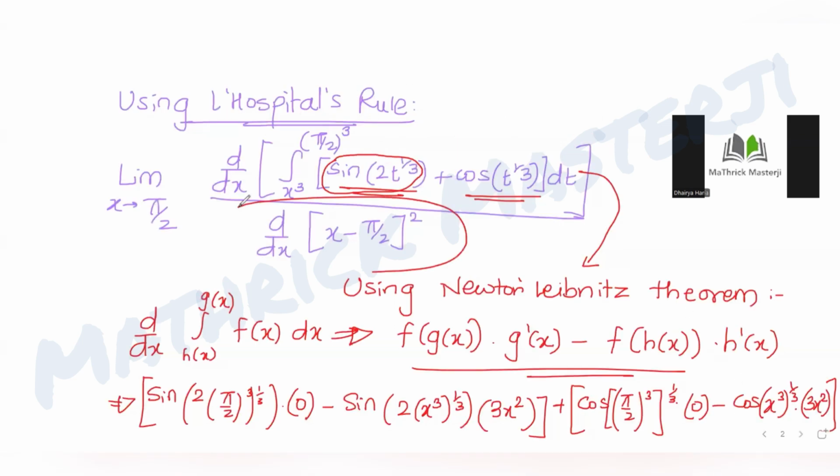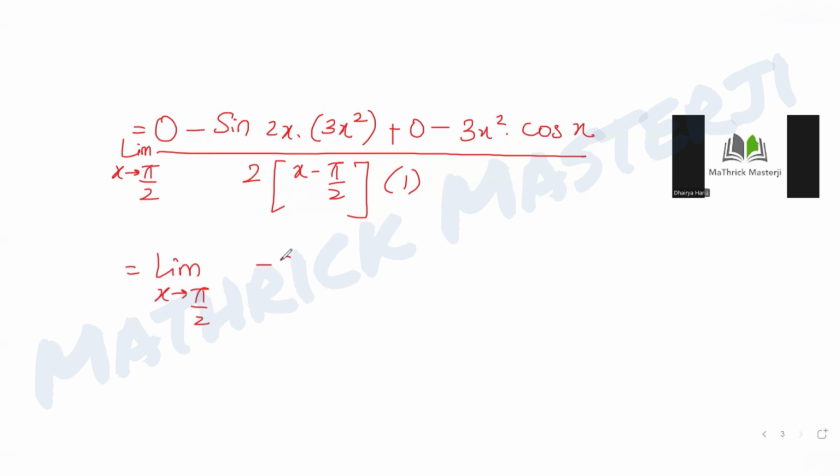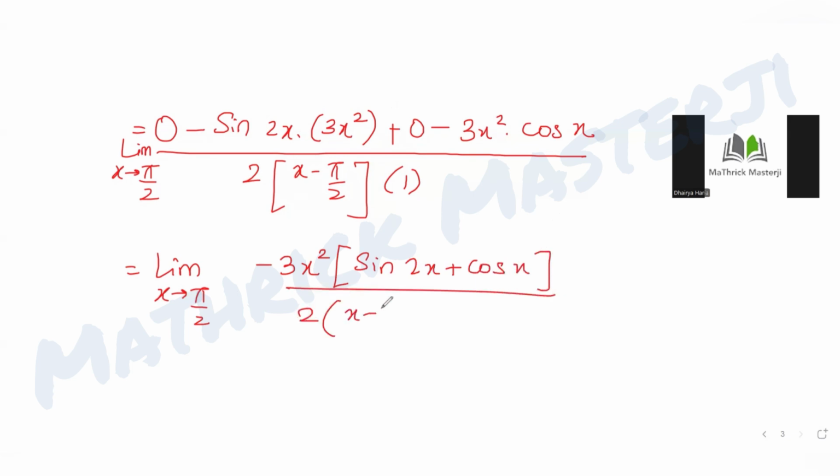If I find the derivative of the entire expression in the denominator, it is nothing but the derivative of, let's say, x squared. When a function is squared, we get the derivative, that is 2x. So 2 into x minus pi over 2. And since I treated this entire function as x, I have to find its derivative, which is basically 1. So I get this, and we are applying the limit x tends to pi over 2 to this entire function. So the limit x tends to pi over 2 gives minus 3x squared times sine 2x plus cos x, divided by 2 x minus pi.